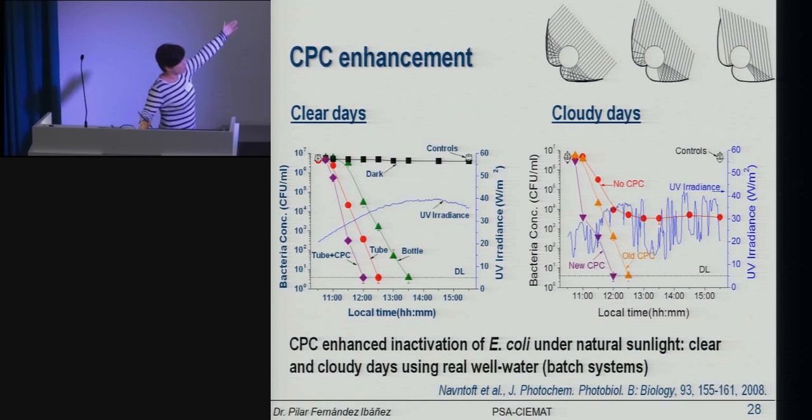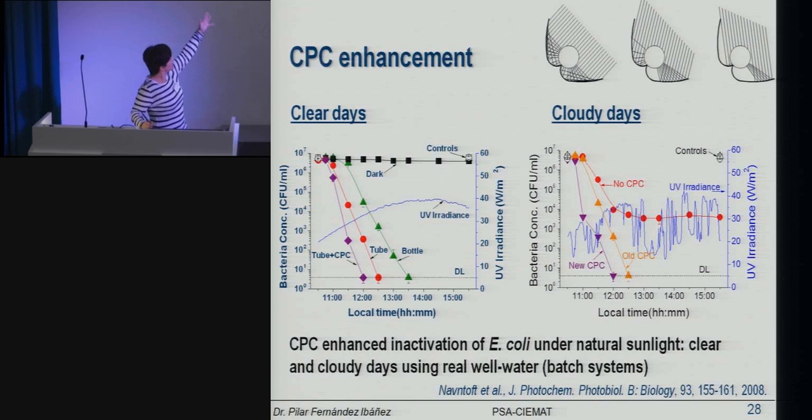In cloudy days, without CPC, you will get no disinfection. And using an old mirror, very scratched and three years old, and a new CPC, you will get the advantage of reaching the detection limit in this experiment, and of course, make the disinfection faster. So what you need with the PET bottle is around 3 hours, and what you need with the CPC is around 1 hour and a half.